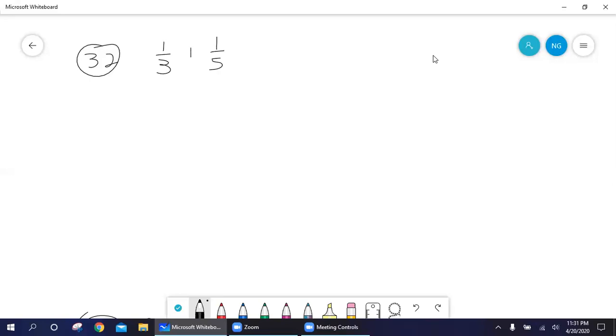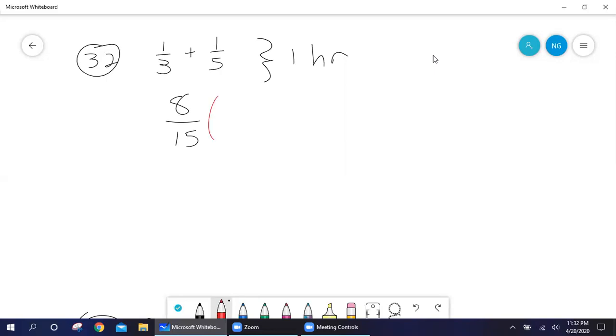Working together, this is how much they can do in 1 hour. 1/3 plus 1/5. If you get common denominators and put those together, that means they can paint 8/15 of a house in 1 hour. So how am I going to do this? Well, 8/15 is basically the rate.